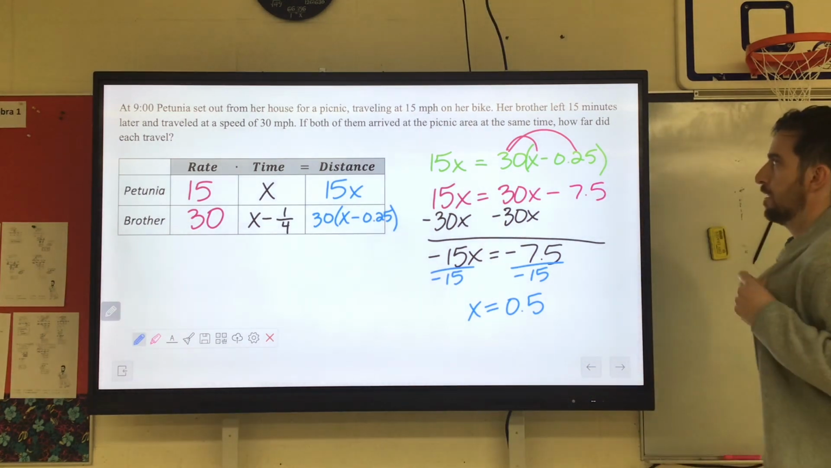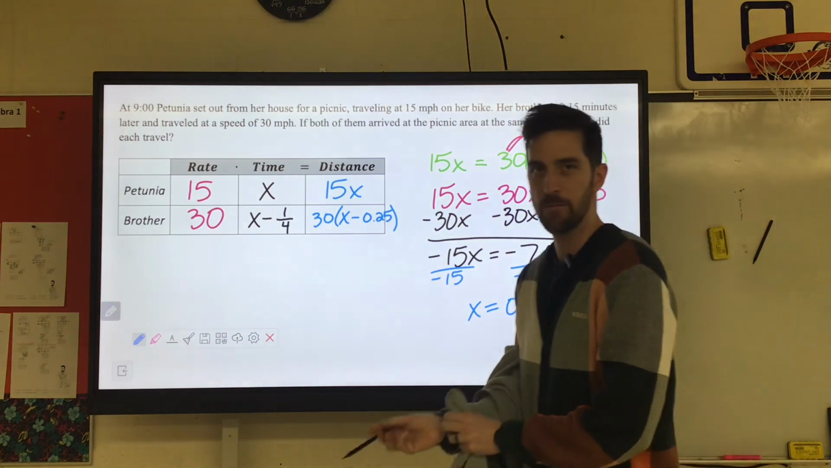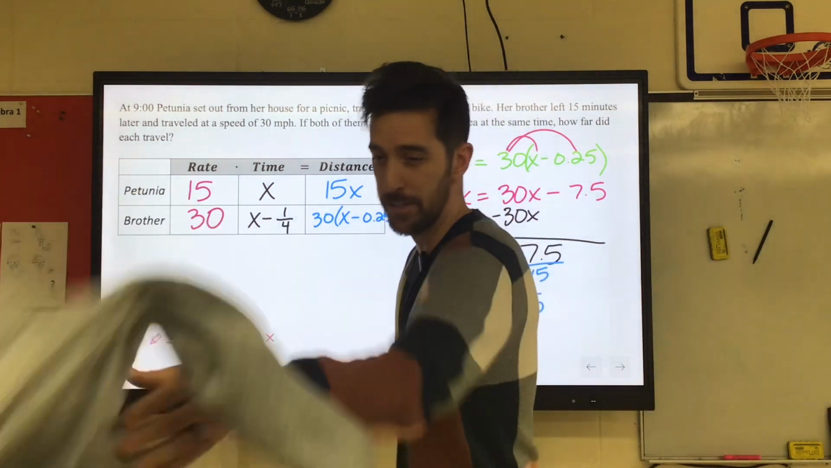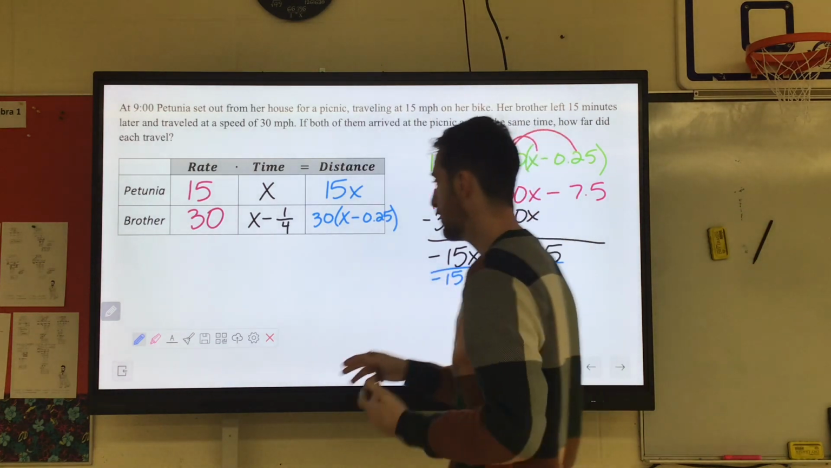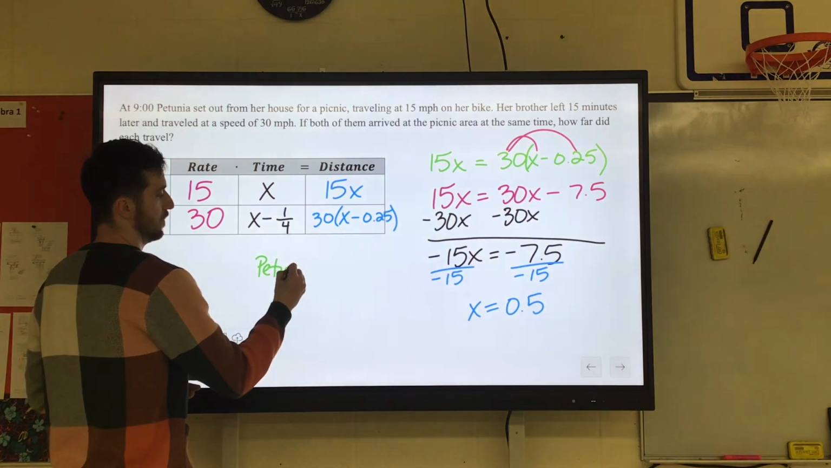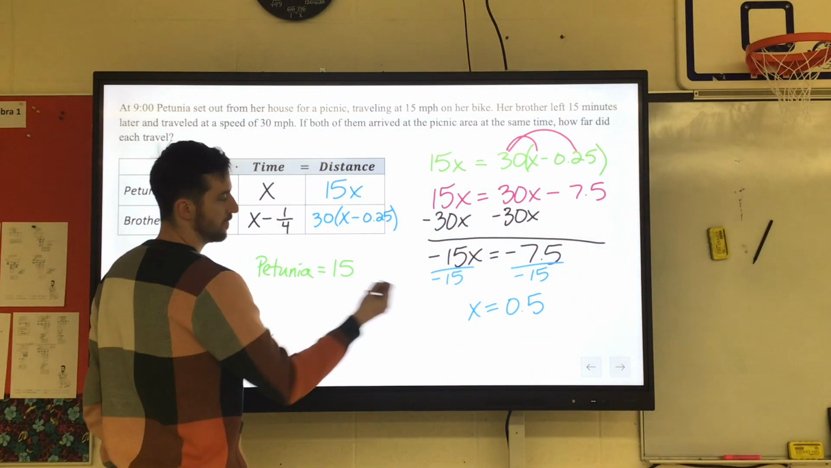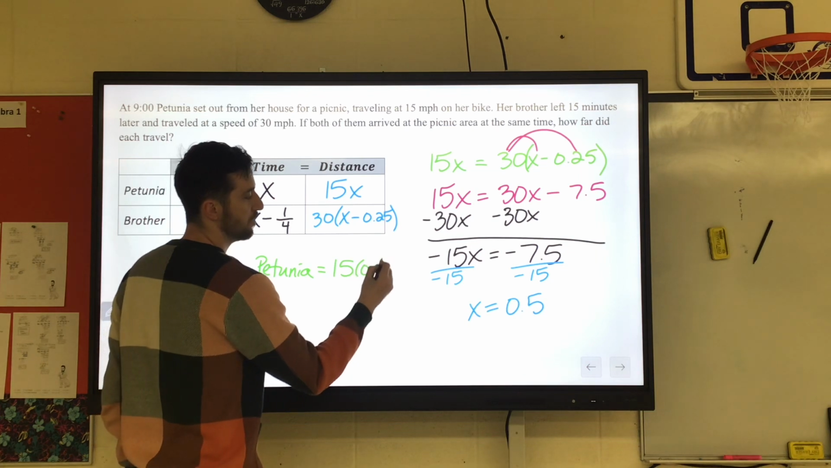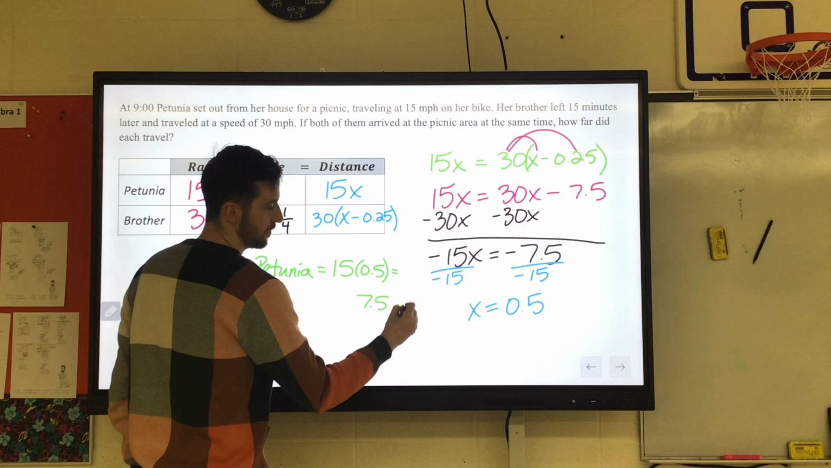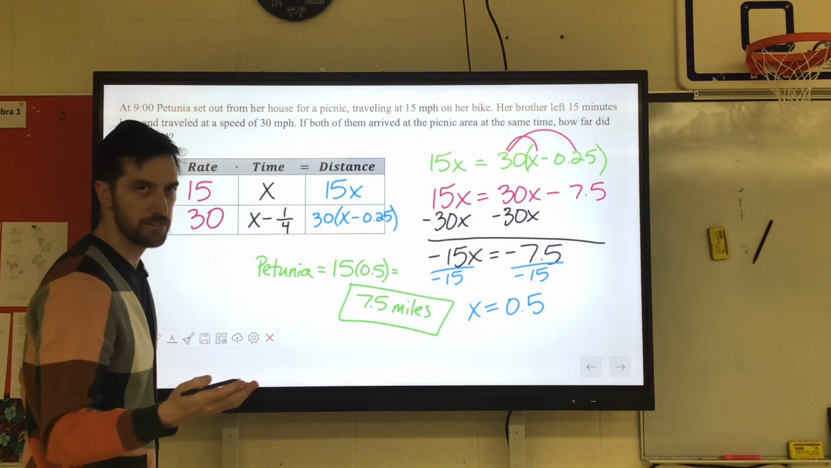What does that mean here? It says how far did each of them travel. Remember, they both traveled the same amount. The x is the amount of time they traveled. So if we want to check, Petunia's distance was 15 times x. So 15 times 0.5 means that she traveled 7.5 miles. That should be the distance for both of them. They both traveled the same amount of distance.